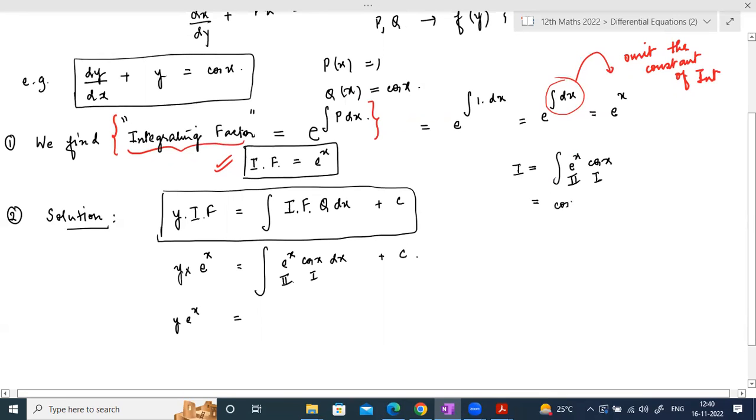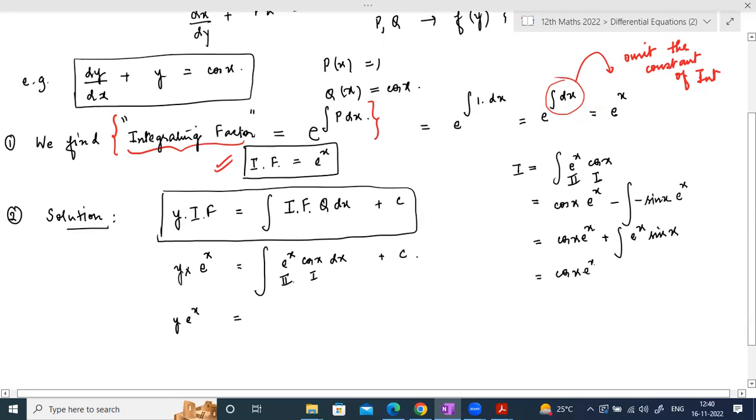We get cos x into the integral of e to the power x, minus the integral of the derivative of cos x, which is minus sin x, into e to the power x, which can be written as cos x e to the power x plus the integral of e to the power x sin x. We'll have to integrate it one more time.